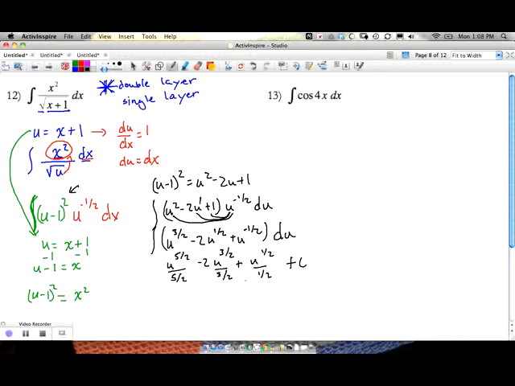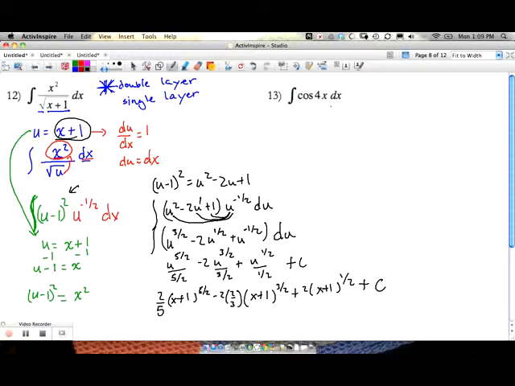So now that we're looking at this, we just need to do some simplifying. The first one's going to have 2/5 something to the 5/2, minus 2 times 2/3 times something to the 3/2, plus 2 over 1 times something to the 1/2. And that something is the piece that we substituted, the u. So it's x plus 1 in each of those cases. And of course, at the very end, plus c.